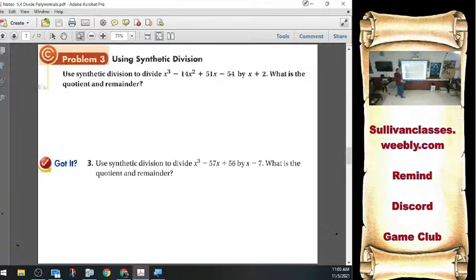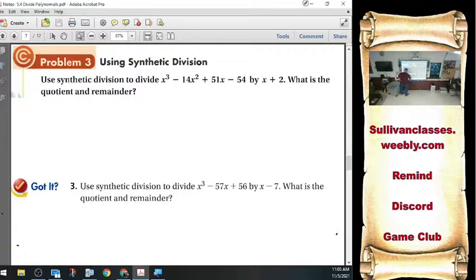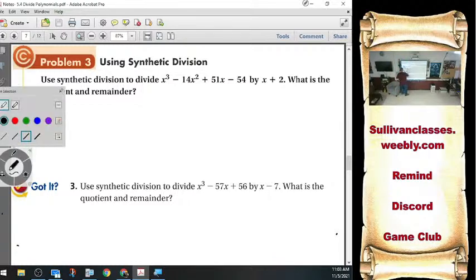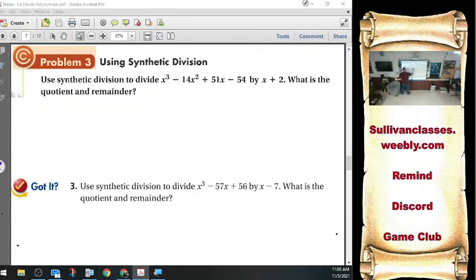And they do something called synthetic division. In synthetic division, I cut out all the fluff. I say, I'm not going to write all of my x's. Instead, I'm just going to write the coefficients. I am only going to write 1, -14, 51, and -54.